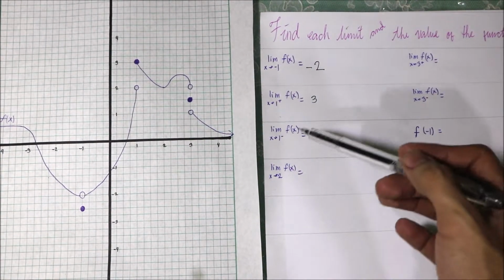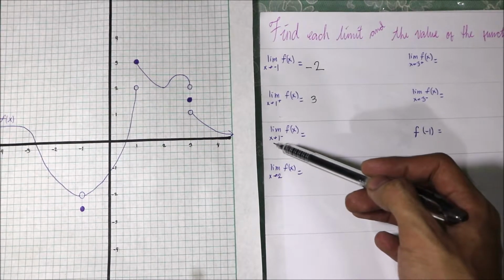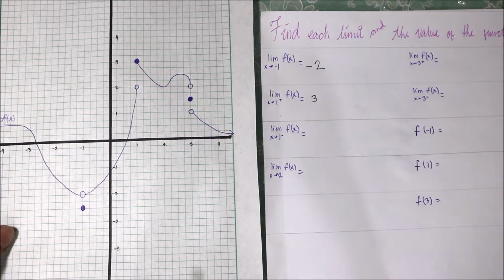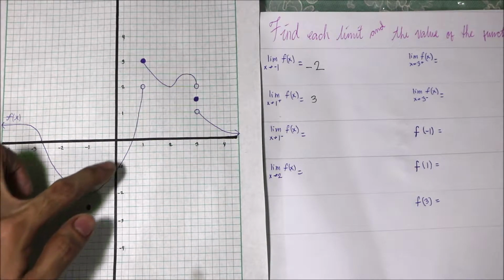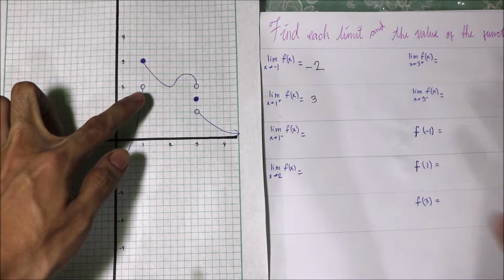For our third question, the limit as x approaches 1 from the left-hand side, or the negative side, we're going to trace it from here, the 1, so it's going to be 2.